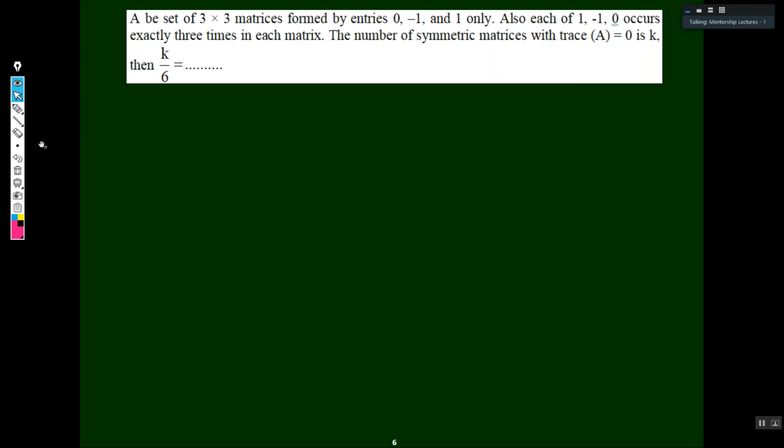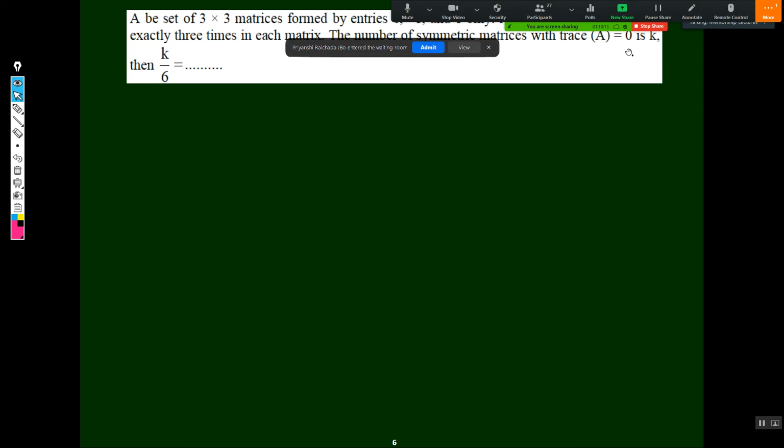However, next one. A, B set of 3 by 3 matrices formed by entries 0, minus 1 and 1 only. Also, each of 1, minus 1, 0 occurs exactly 3 times in each matrix. The number of symmetric matrices with trace A is equal to 0.